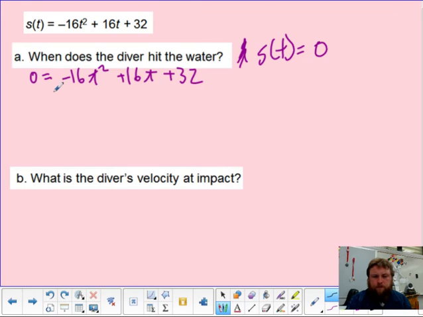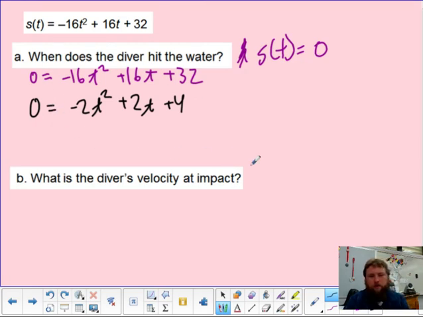Now, since these all have a common factor of 8, I'm going to divide everything by 8. So I get 0 equals negative 2t squared plus 2t plus 4. Didn't show that work, but I think you can figure it out. Whoa, I could have divided by 16. So let's divide by another 2. So I get 0 equals negative t squared plus t plus 2.